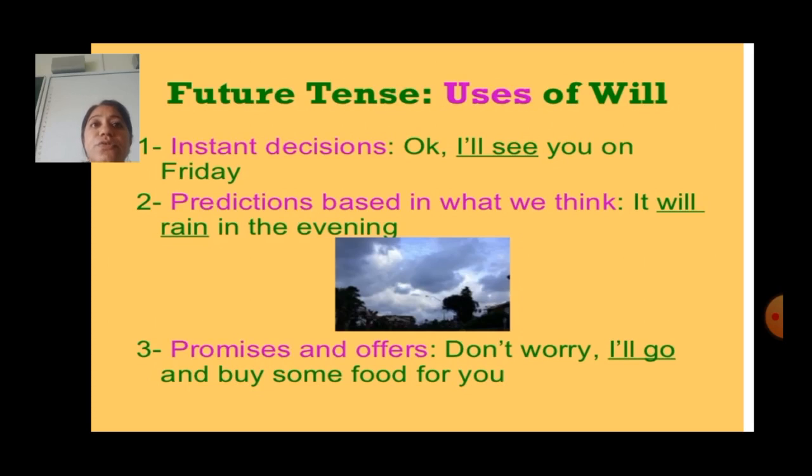Future tense uses of will. We use will in instant decision. For example, okay, I will see you on Friday. When we want to show prediction based on what we think, at that time we will use will. It will rain in the evening. When we are promising or offering something, at that time we will use will. Don't worry, I will go and buy some food for you.